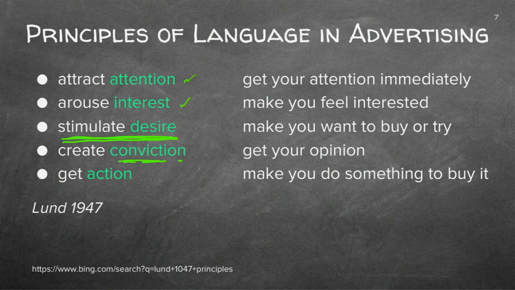Then there are also linguistic methods that they use to try and convince you, to create conviction, so as to get your opinion. And then, of course, they have to get you into action. And certain language aspects do that. They must make you now want to go out, do something practically about this, go out and buy this product. So these are the five things that Lund said.